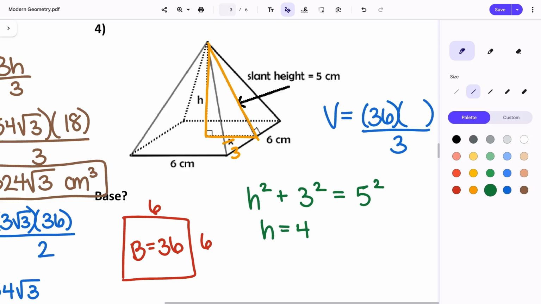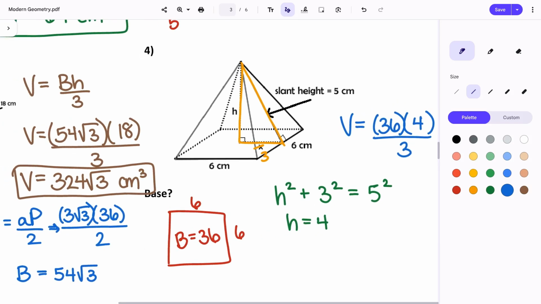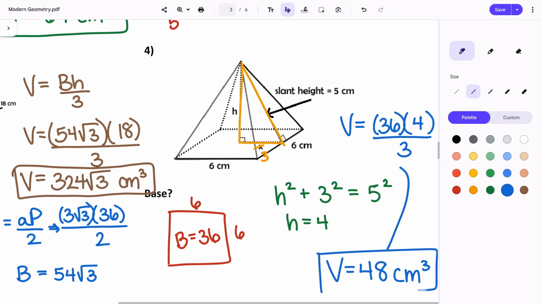You won't always have a perfect Pythagorean triple. Sometimes you'll get decimals, and that's okay. But our height is 4, so we're going to plug that in up here for our volume formula. So what's the final answer? 48. Good, centimeters cubed. Don't forget that label. Okay, any questions on the pyramid?